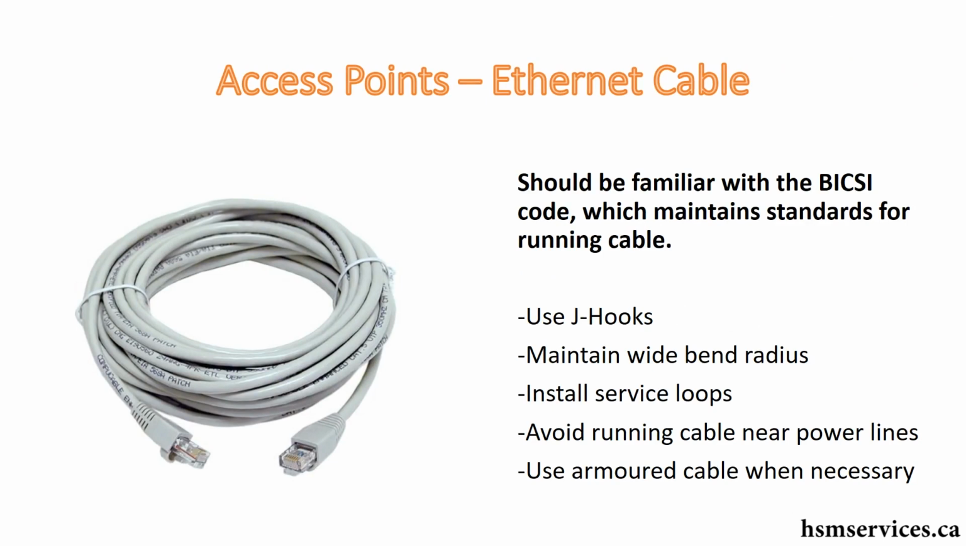So as I said earlier, you should be familiar with BICSI, and use the J hooks and make sure your cable bend radius is okay. Put some service loops in case you need to move the AP. Don't run the cable next to a power line. Use armored cable. Your client may have additional standards that they expect you to follow, maybe even more stringent than the BICSI standard. You have to keep that in mind.